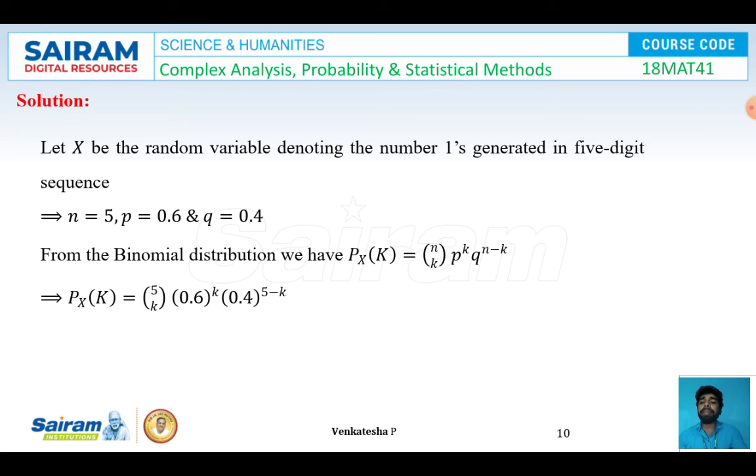Okay, now I'll be replacing all these values in the binomial distribution formula. So from the binomial distribution, we have the formula like px of k is equal to nck p power k q power n minus k. So after replacing n is equal to 5, p is equal to 0.6 and q is equal to 0.4, I got px of k is equal to 5ck 0.6 whole power k 0.4 whole power 5 minus k.